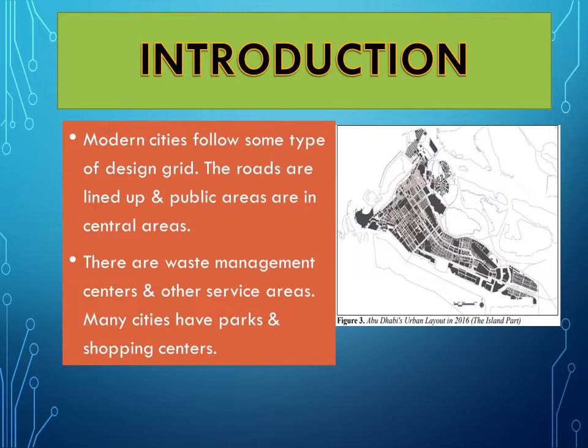Modern cities follow some type of design grid. The roads are lined up and public areas are in central areas. That means they are in prime locations so that it becomes easy for people to move into that area. There are waste management centers and other service areas. Many cities have parks and shopping centers. So I think you should agree with all these amenities which have been mentioned in your textbook.